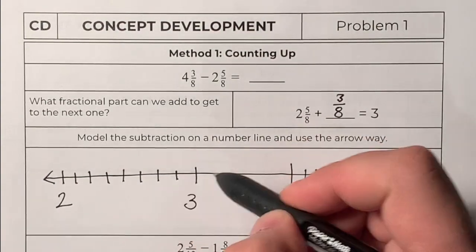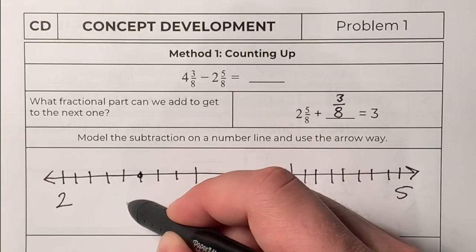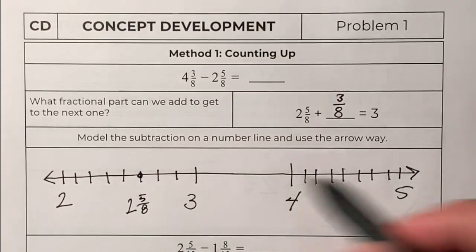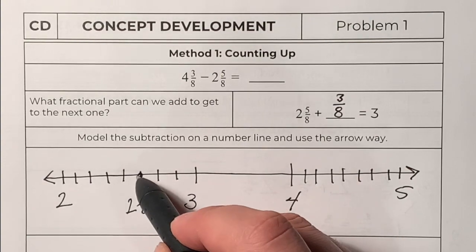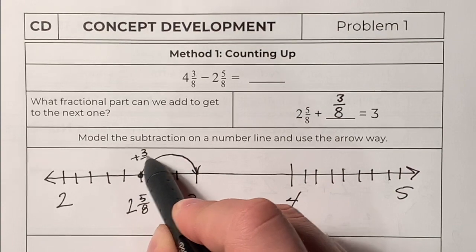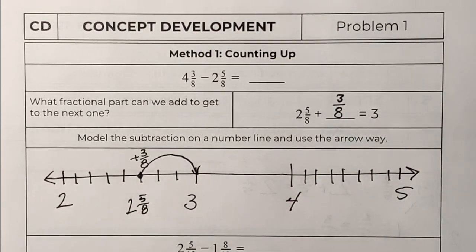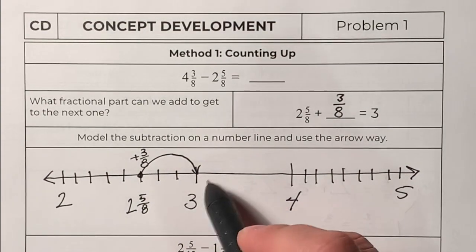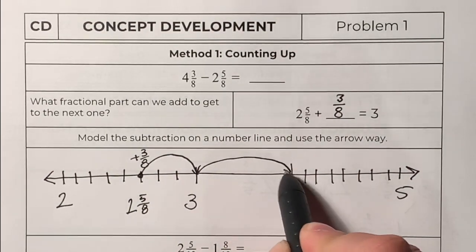So I'm going to start at 2 and 5/8, and I'm going to add that 3/8. I'm counting up. And remember, we're trying to get to the whole numbers. The whole numbers are kind of our stepping stones along the way. So the next whole number is 4.